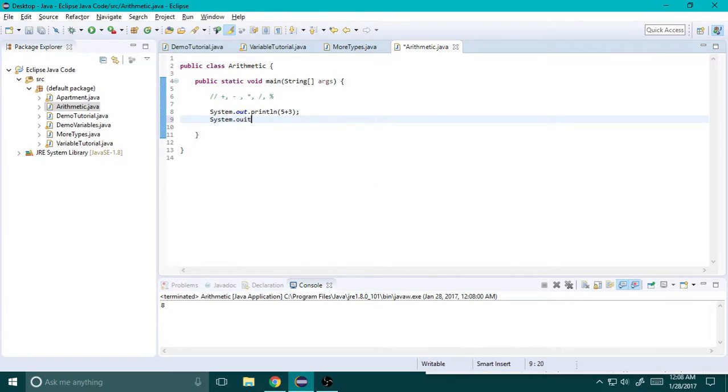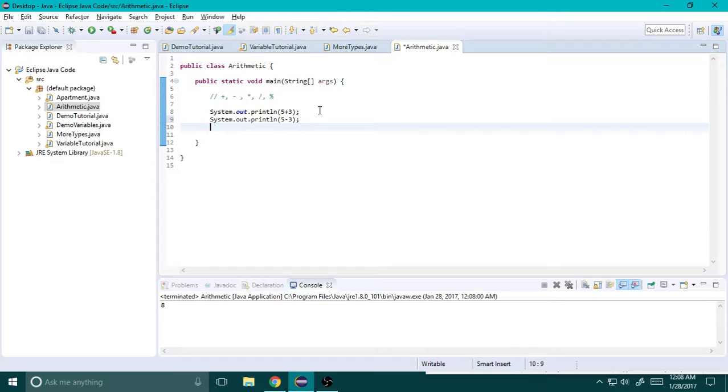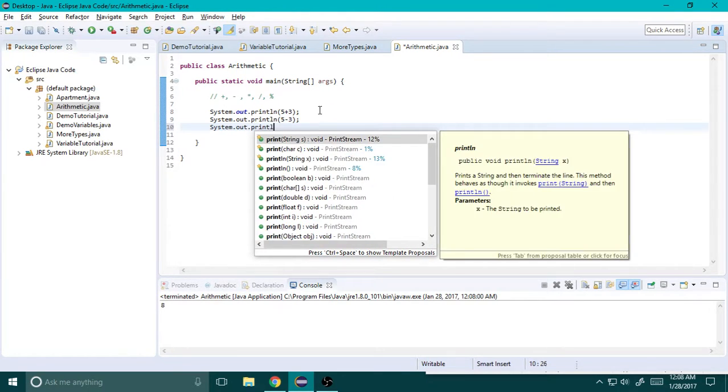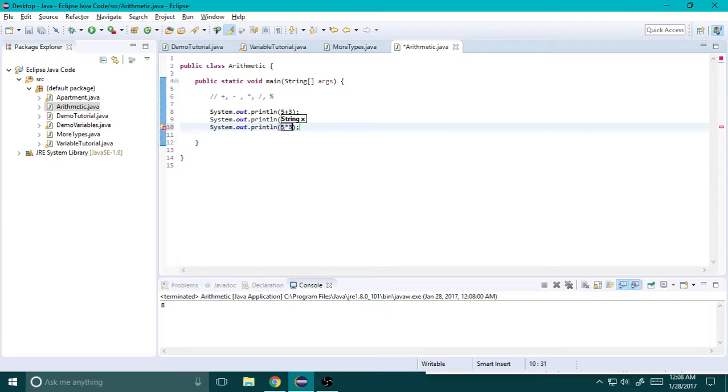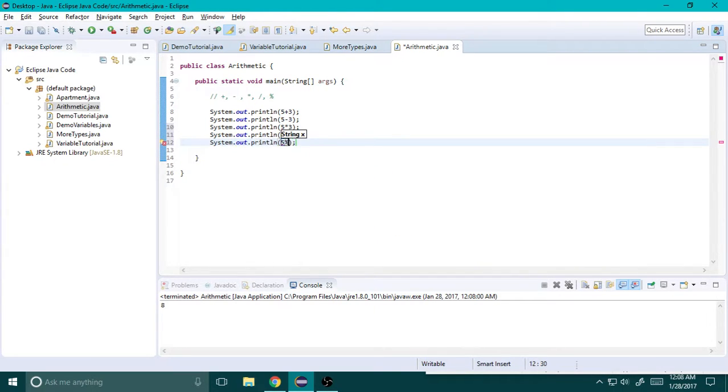And if I wanted to do System.out.println, let's say 5 minus 3, right? Or System.out.println 5 times 3, right? System.out.println 5 divided by 3, right? And if I wanted to do System.out.println 5 modulus 3, remember the percentage one is modulus, and modulus is basically where you divide the number. But the answer isn't the number that you get, right? The answer is actually the remainder. Sorry, I should have rephrased that. The answer that you get whenever you mod a number is the remainder.